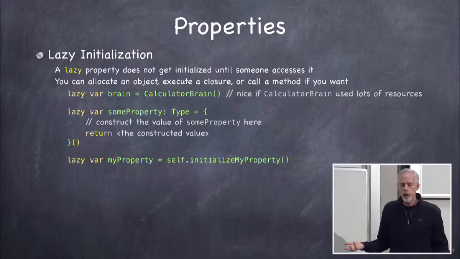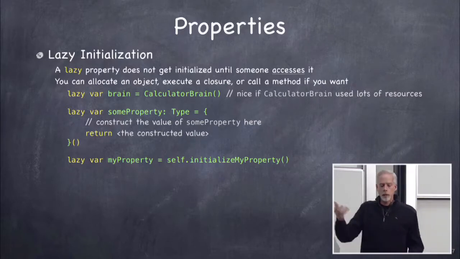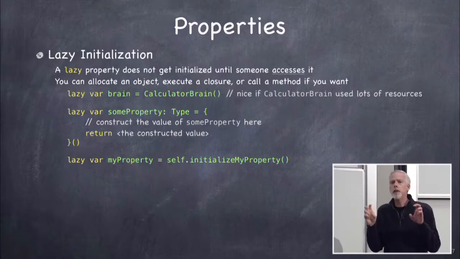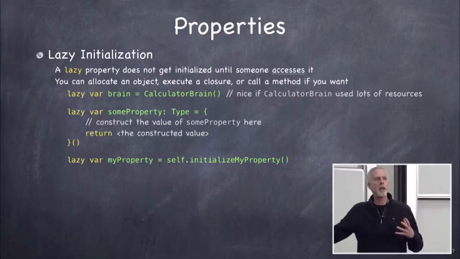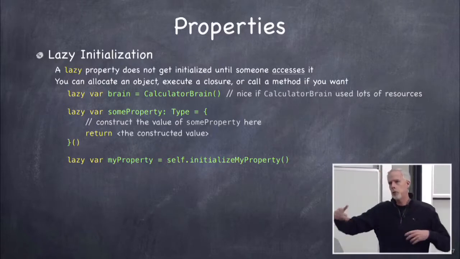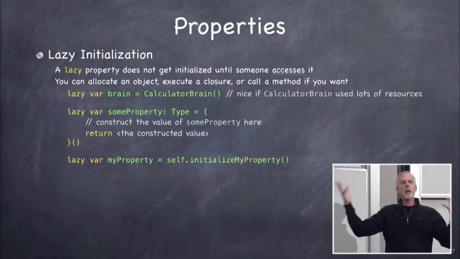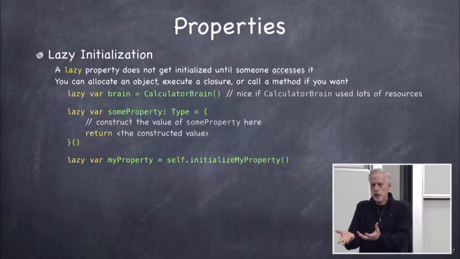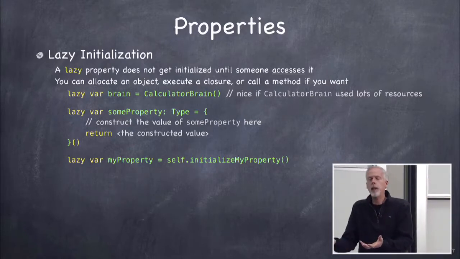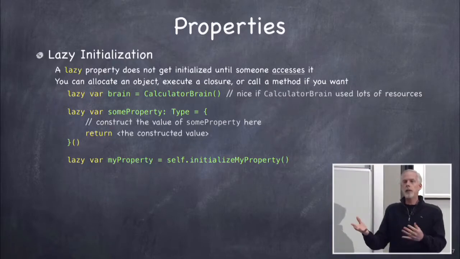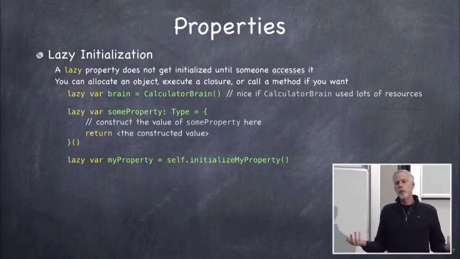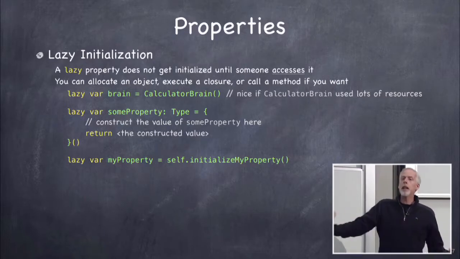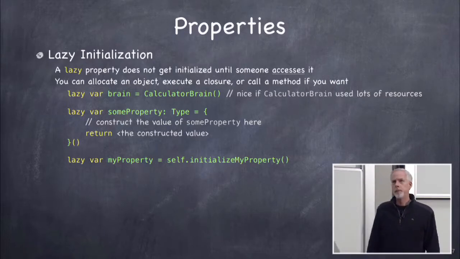Now, why do you want to be lazy? Well, one obvious reason is, like here, lazy var brain equals CalculatorBrain. What if our calculator brain was really expensive to create? What if it opened a network connection because it was going to share the calculations with the internet or something? It did something that's expensive. Well, you wouldn't want to do it until someone actually tried to access the brain, called setOperand on it or something. Then you would want to actually do the work to create it. So one reason to be lazy, it's not that important of a reason it turns out, is to delay expensive operations.